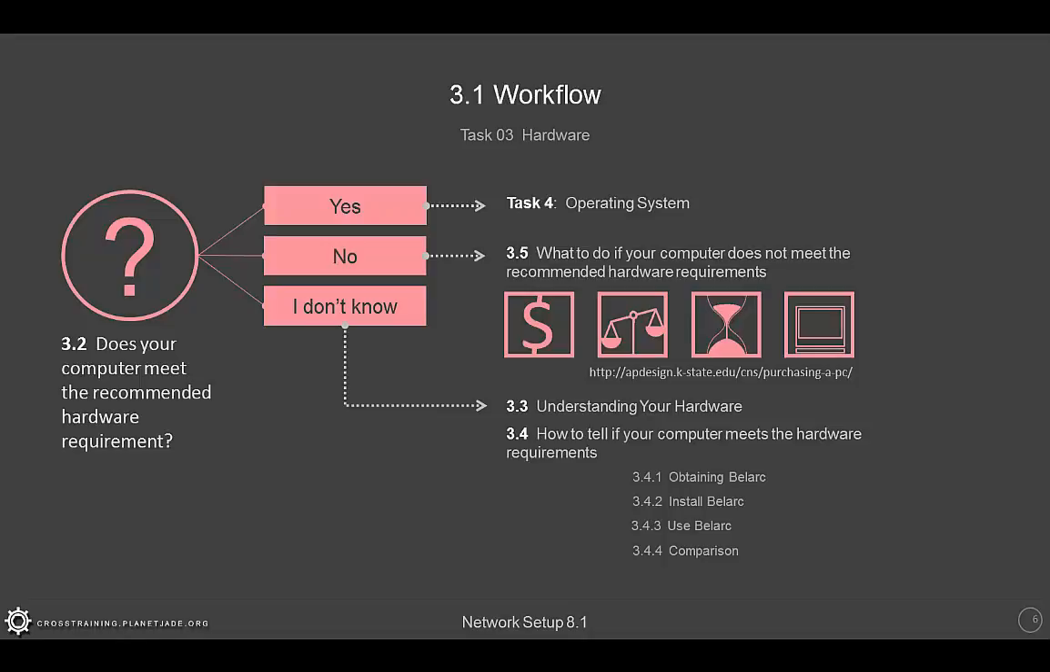And finally, hopefully you'll have enough information that now you can loop back to this question, does your computer meet the recommended hardware requirements? You should be able to answer yes or no. So if anything in the spreadsheet says fail, then obviously the answer is going to be no. And if your answer is no, then you're going to end up going to section 3.5, what to do if your computer does not meet the recommended hardware requirements. And there's a list of recommendations there as to what you need to do or don't do. And eventually you'll loop back to the question again, does your computer meet the hardware requirements? And you'll eventually get to yes, and you can proceed to task 4, which is covering the operating system.